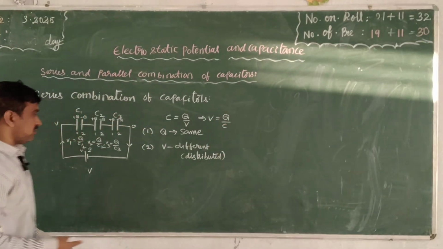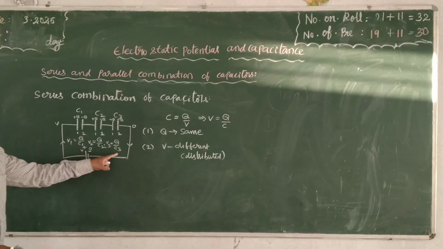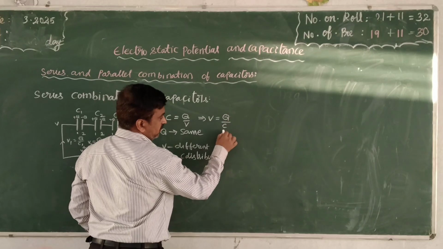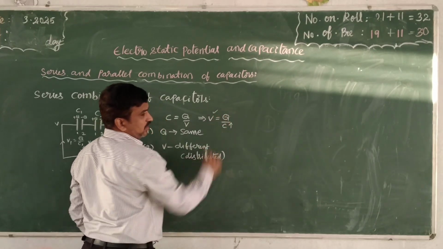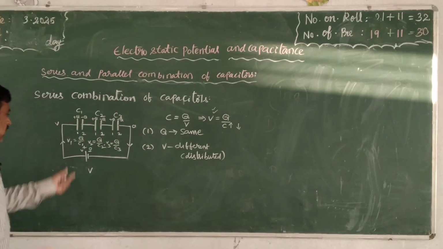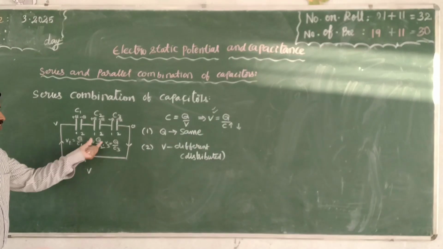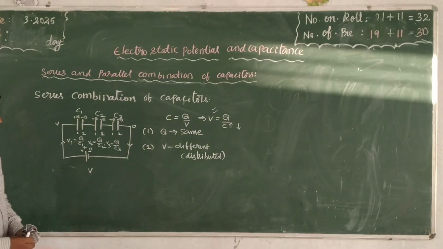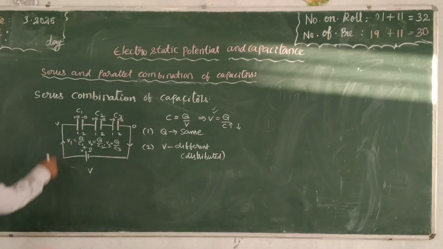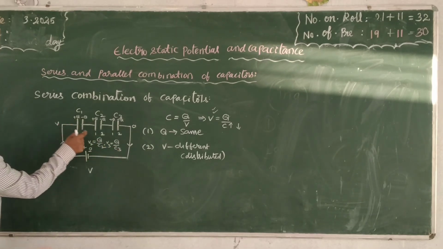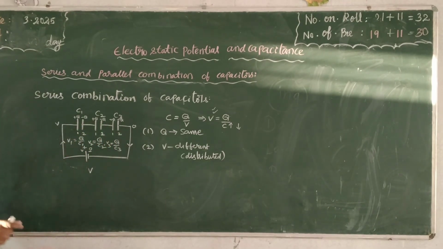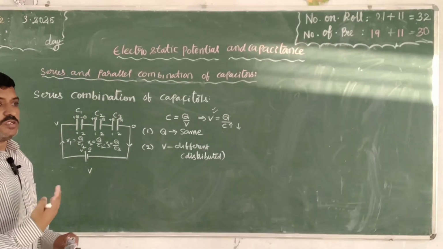Here the c values change: c1, c2, c3. V equals q by c, so for larger c the potential is less, and for smaller c the potential is more. So v1 equals q by c1, v2 equals q by c2, v3 equals q by c3. Different capacitance means different potential. The potential v is divided into v1, v2, v3, divided at each capacitor according to its capacitance.